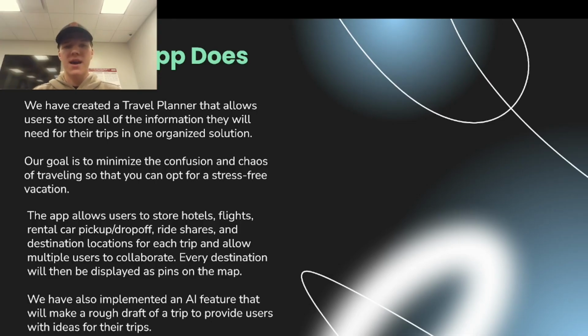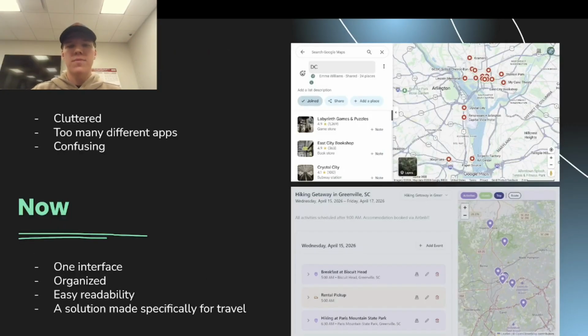We also have an AI feature that allows you to get a rough draft of your trip or get ideas for what you want to do and where you want to go whenever you're going on your trip. So before, let's say I wanted to go to Tampa Bay. I would have to go to Google Maps and find a bunch of different places to go, and then I'd have my flights on a different thing, and then my tickets on Ticketmaster or something if I were going to a concert or something.